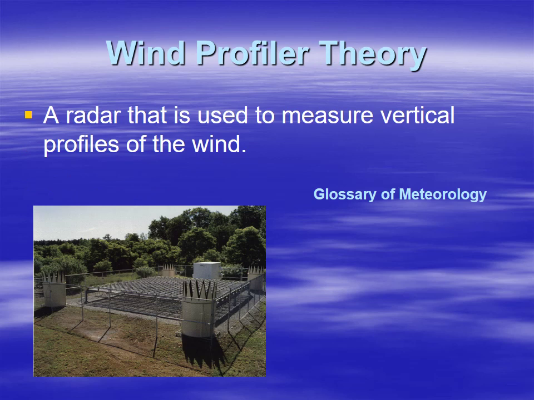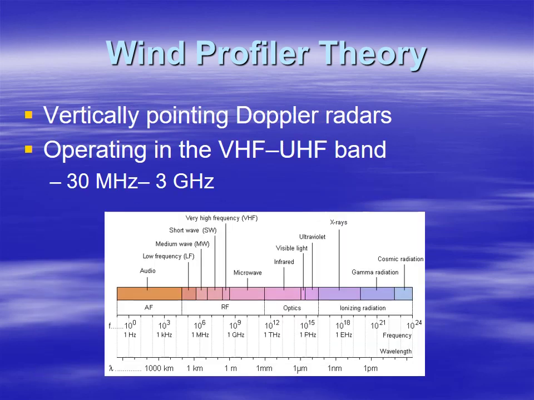First off, what exactly is a wind profiler? Well, basically it's a vertically pointing radar. A vertically pointing radar sends electromagnetic radiation pulses through the atmosphere, in this case vertically. And they operate in the VHF or UHF range between 30 megahertz all the way up to 3 gigahertz.